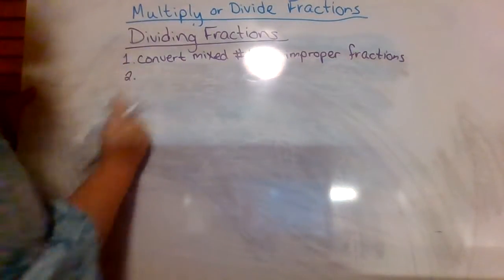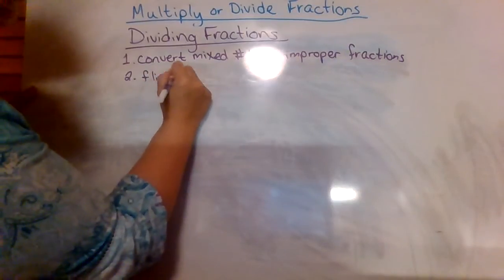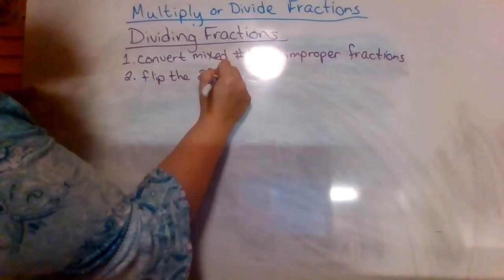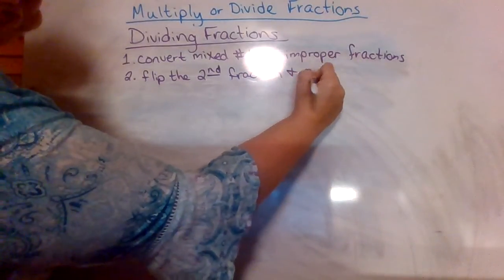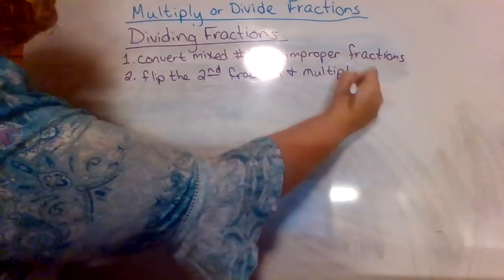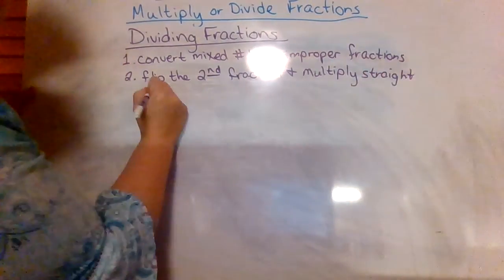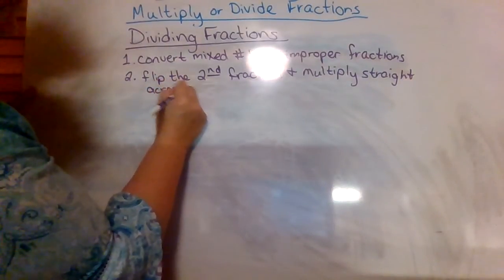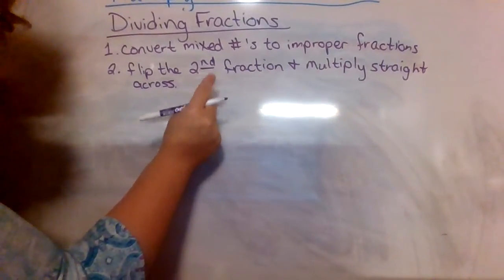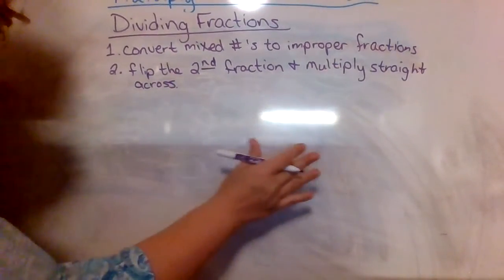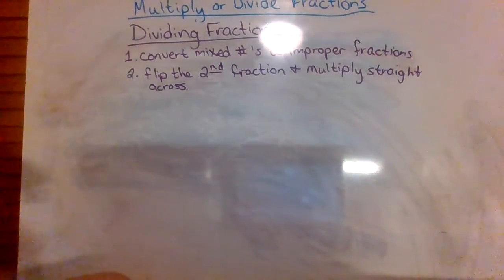Then the second thing you're going to do is you are going to flip the second fraction and multiply straight across, just like we did a minute ago. Okay? That is literally the only difference, is we have to flip that second fraction. Okay, so you're going to flip the second fraction and multiply straight across. That's the only difference between this and multiplying. You have that one extra little piece.